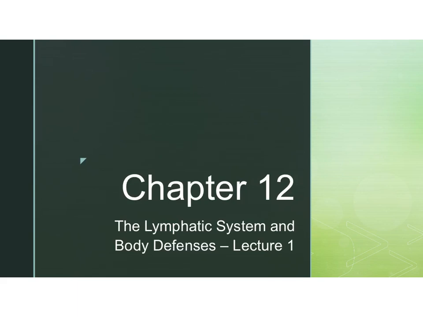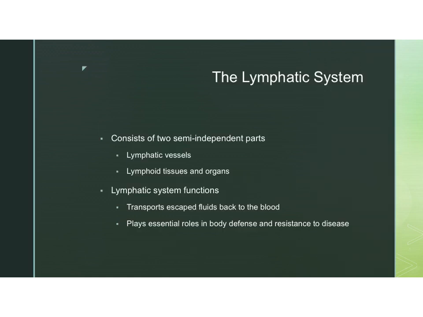In this lecture, we're going to focus on introducing the lymphatic system and body defenses, or the immune system. We'll start with the lymph system. So the lymphatic system consists of two semi-independent parts. There are the lymphatic vessels that go around your body, similar to the way that a blood vessel would, and then there's also lymph tissue and organs.